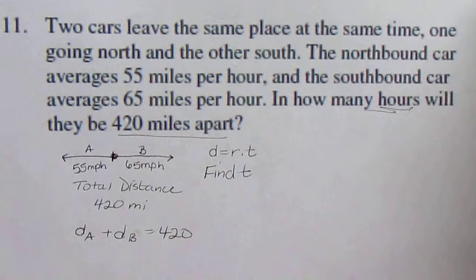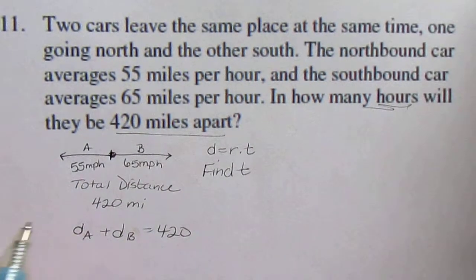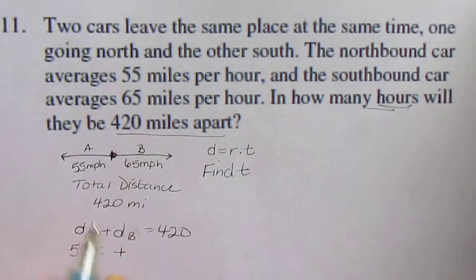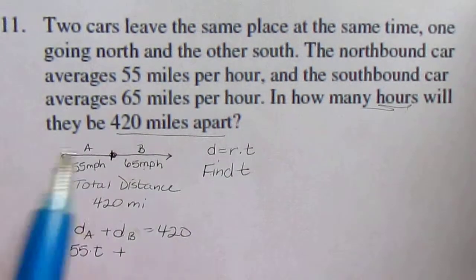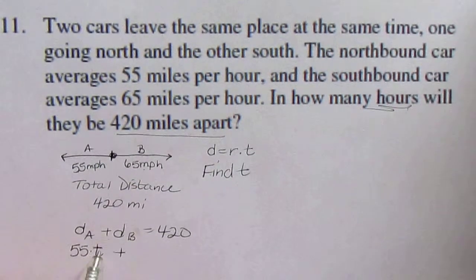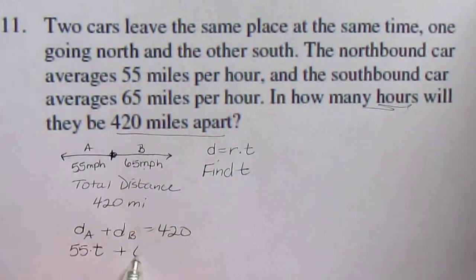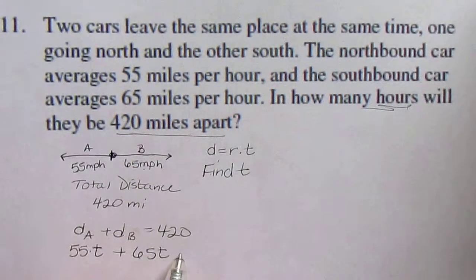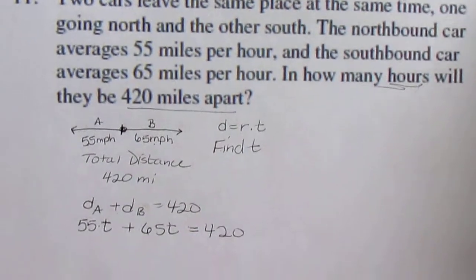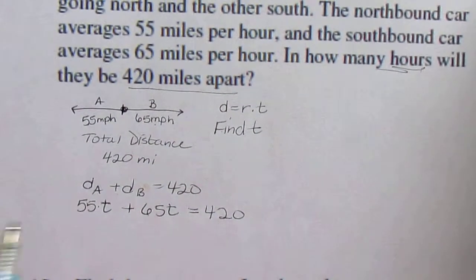The distance that A travels is rate times time, so 55 times T. The distance that B travels in the same amount of time, that's important to note, these times are the same, is 65T. And their total distance is 420. All we need to do is solve this.